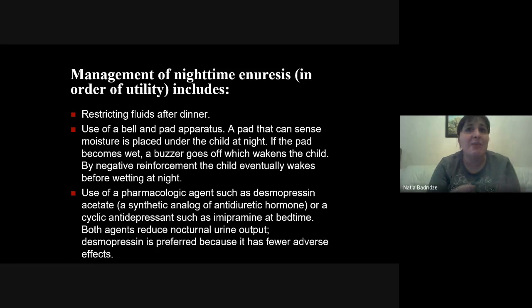Besides this method, of course, we are using drugs, pharmacological agents such as desmopressin, which is a synthetic analog of the antidiuretic hormone, or cyclic antidepressants such as imipramine. Both these medications reduce nocturnal urine output. But desmopressin is preferred because it has few adverse effects. So these methods are used to treat nocturnal or nighttime enuresis mainly.